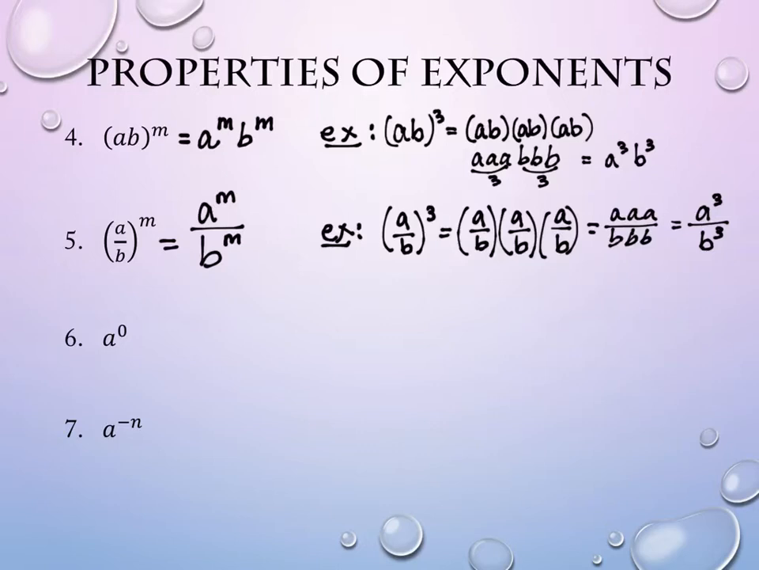Okay, so are those 5 okay? Those are the most basic properties that we see used frequently. The next 2 are less common but still very important. But any questions on those first?